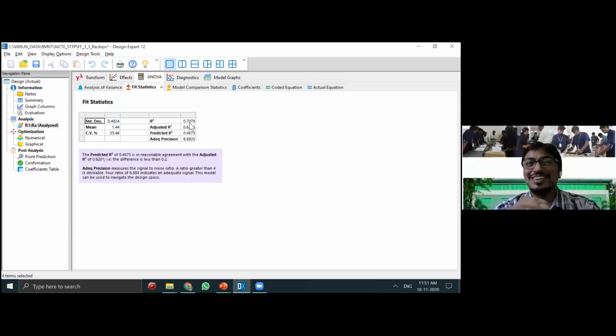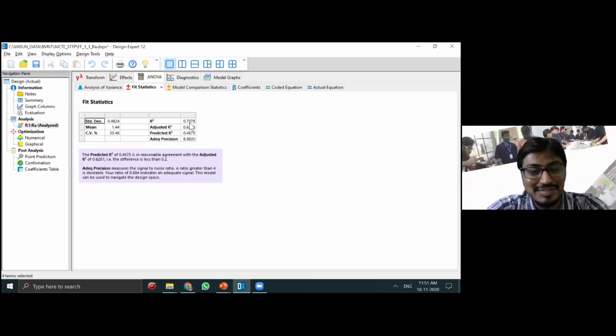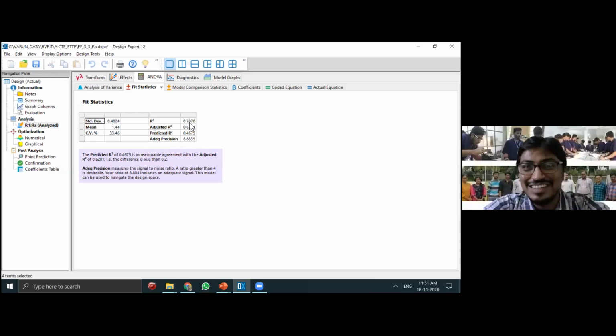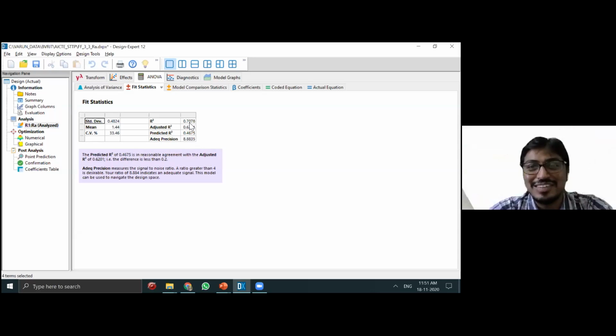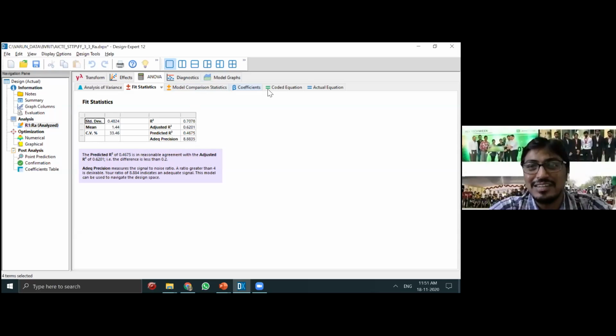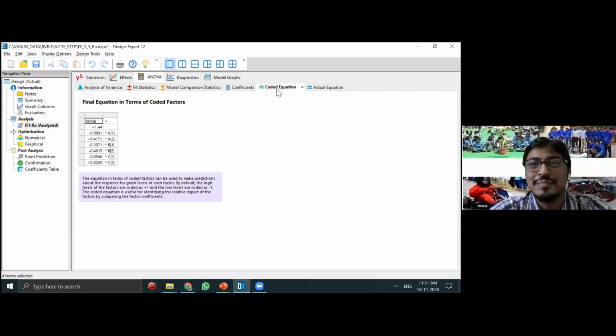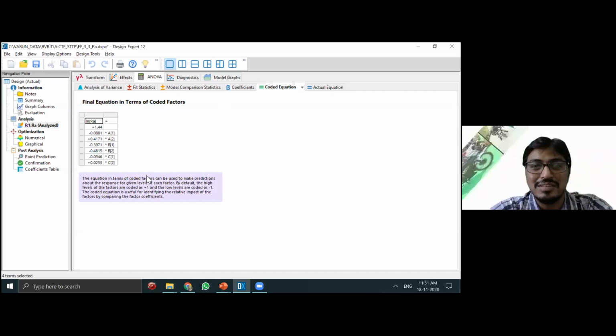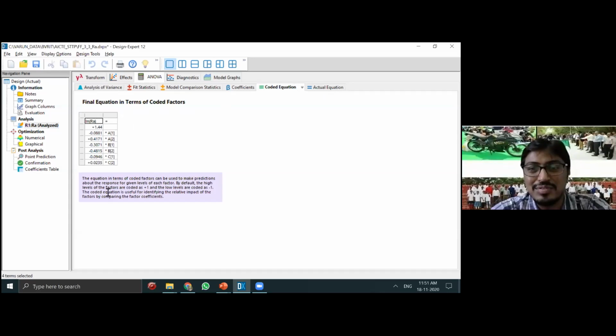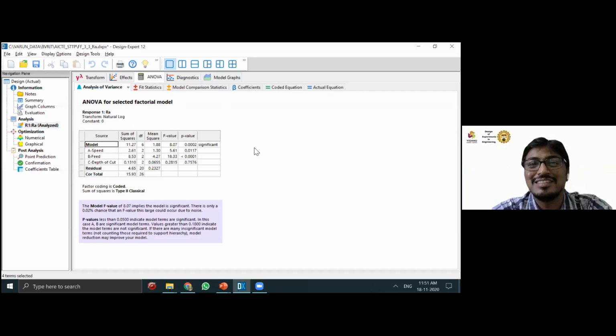So should I rely on this kind of data? This is data from one of the journal papers, isn't it? If I look into this, the equation I get, okay, an actual equation is not possible here. You only get the coded equation here. The equation in terms of coded factors can be used to make some predictions, that's it. But whether I will rely on this data is the major question.